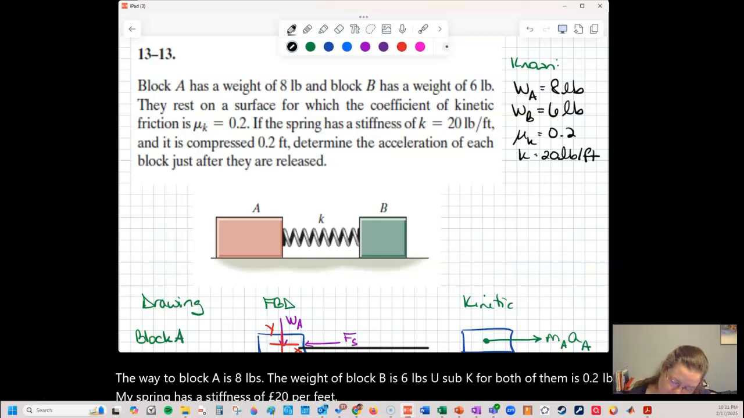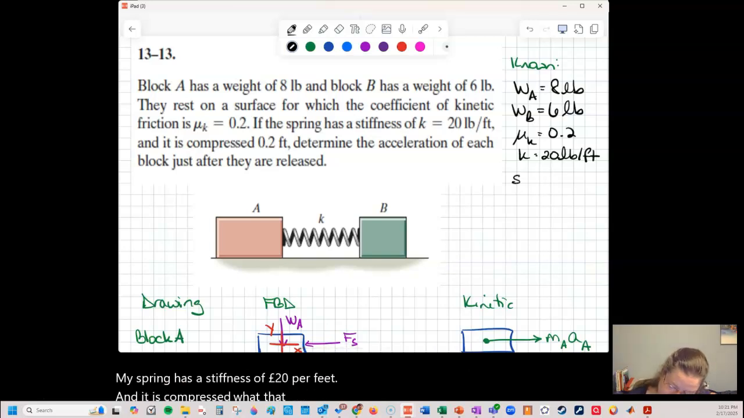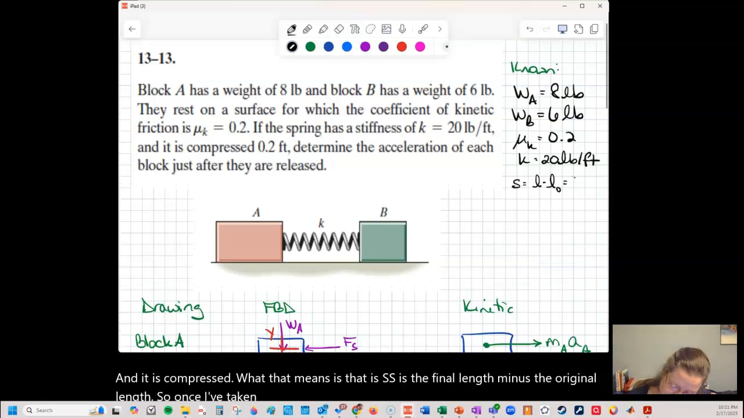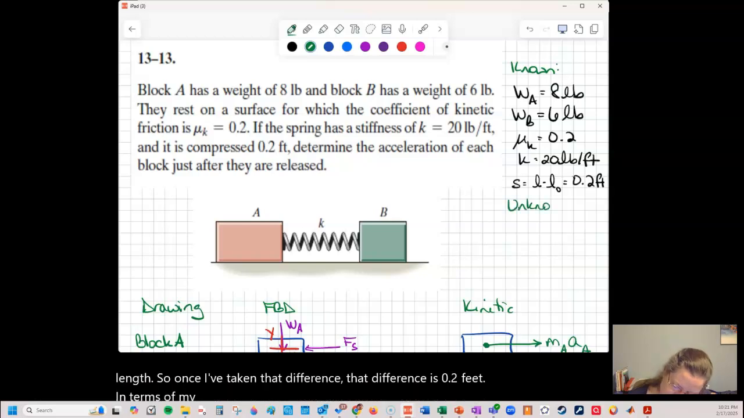And it is compressed. What that means is that is S. S is the final length minus the original length. So once I've taken that difference, it is 0.2 feet. In terms of my unknowns, what am I looking for here? I want to know the acceleration of A and the acceleration of B.